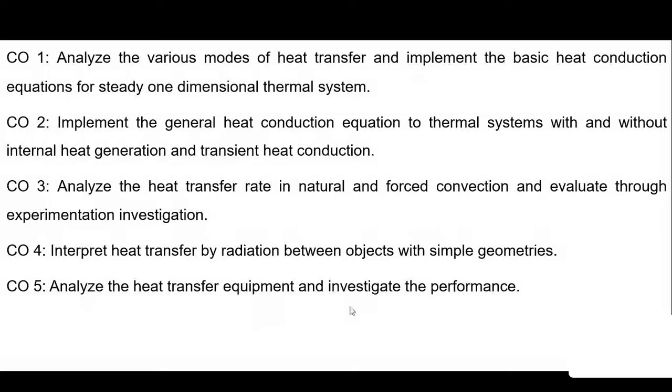And lastly, analyze the heat transfer equipments and investigate their performance. So we are going to talk about the heat exchangers at the end of the syllabus. The course contents are, as usual, like the pattern which is followed in the Savitribai Phule Pune University. It is divided into 6 units.